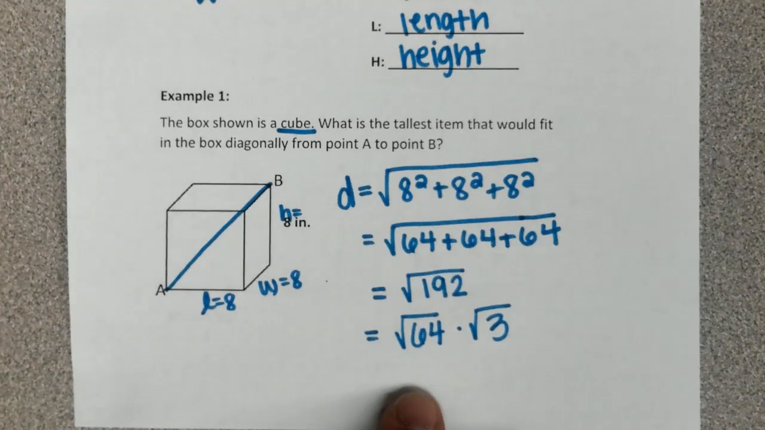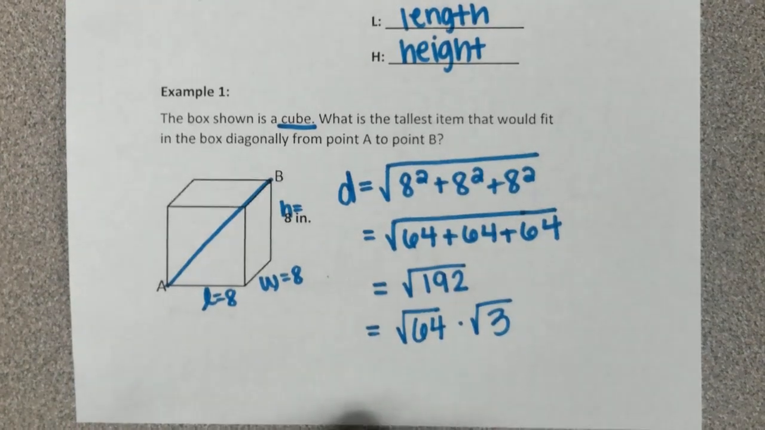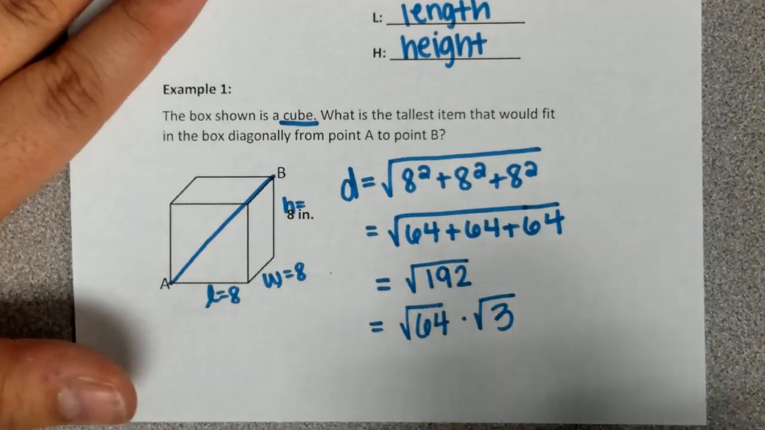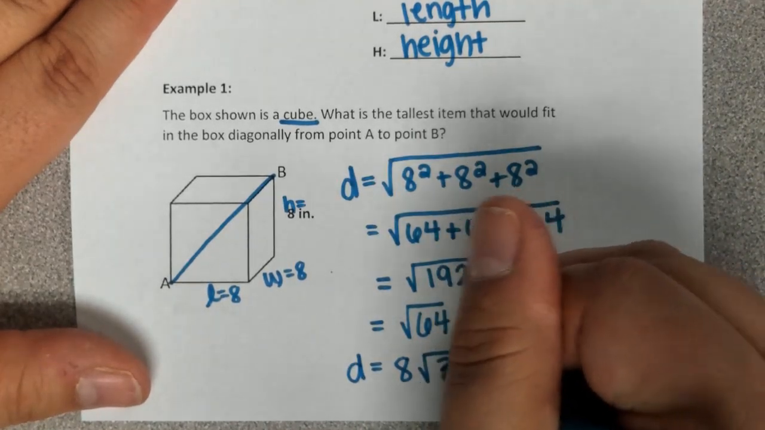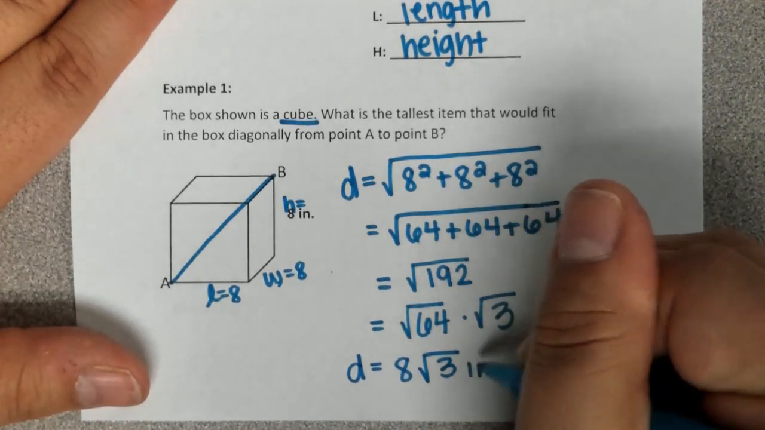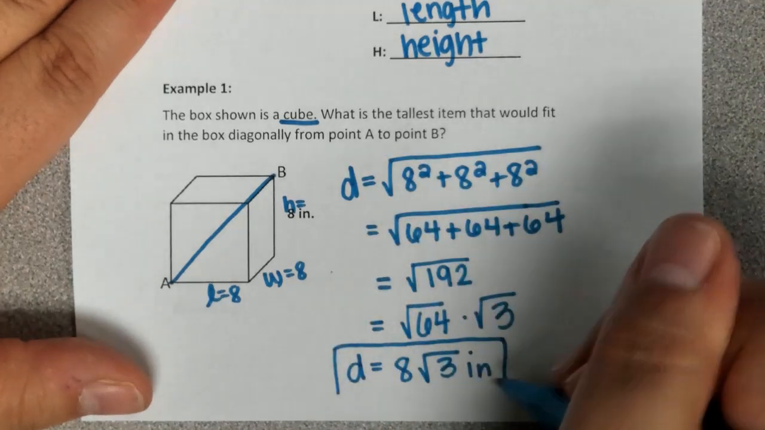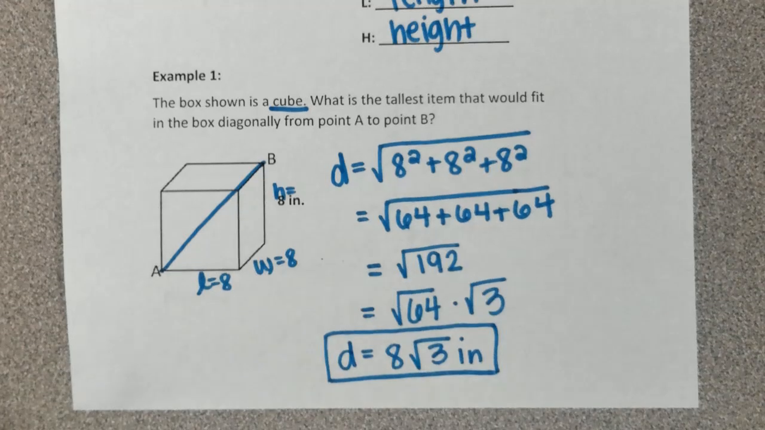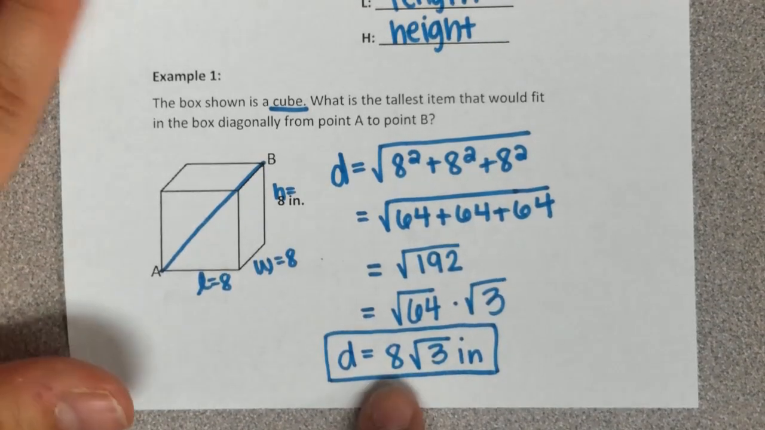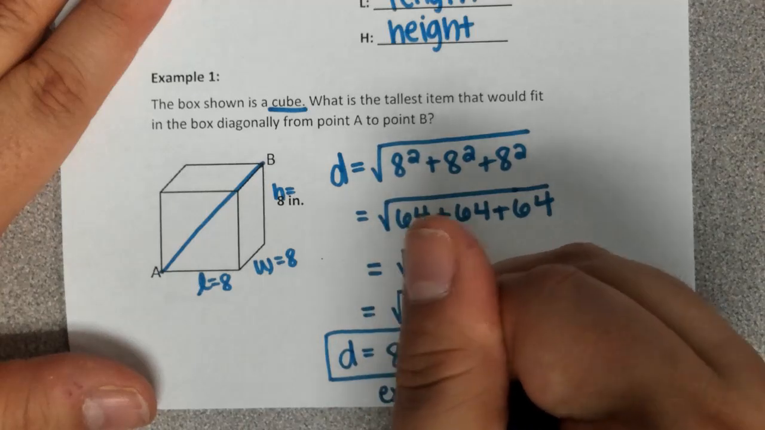So 8 and 16 would work, but they're not the biggest perfect square. What is the square root of 64? So this is 8 square root of 3. What's my units? Inches. Now on your homework, it is going to tell you to round. Sometimes, not all the time. If this is the exact answer, write that down. Exact.